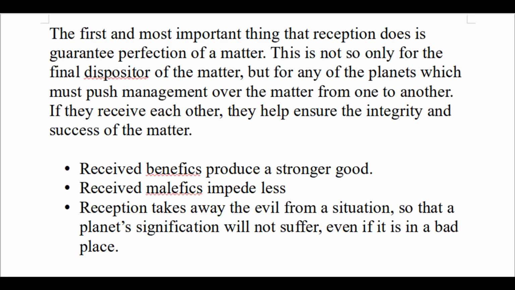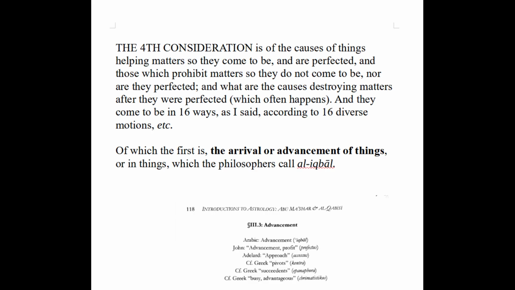Received benefics produce a stronger good. And we talked about this. The first and most important thing that reception does is guarantee perfection of a matter. What is it we're looking for? What causes things to perfect? That's what this entire consideration number 4 is. Consideration 4 is what makes things come to be, or what makes things not come to be. What makes things happen or go kersplat? How do you see that in a chart? How do you figure that out? And this is one of those ways.